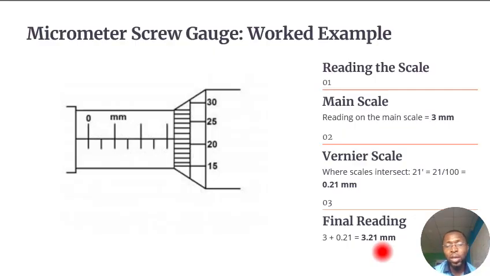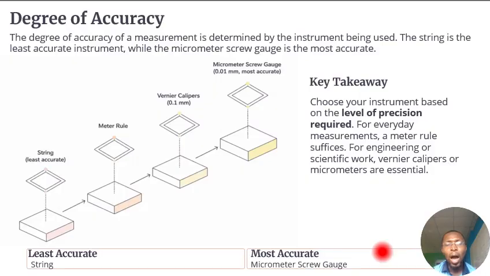So this is how you go about calculating your micrometer screw gauge result after using it to measure an object, or that of the vernier caliper too. All right. Now, among the four instruments we have mentioned so far, the most accurate one to use is the micrometer screw gauge, while the least accurate is the string. That's the summary. Okay. So the degree of accuracy is determined by the instrument being used. The one with the highest degree of accuracy is the micrometer screw gauge, and that of string is the least one.